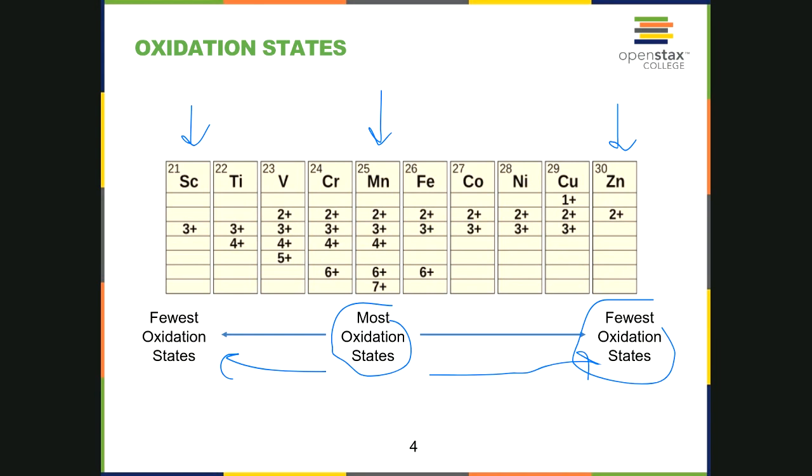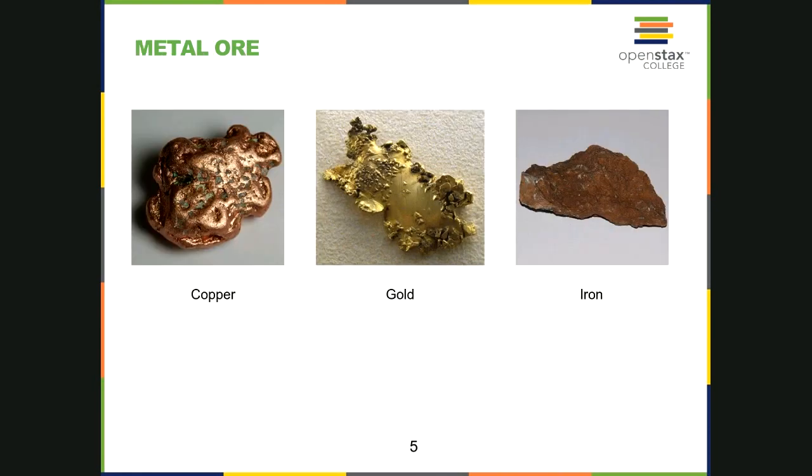And in biological processes and in other chemical processes. So we saw that our transition metals come in the form of minerals. This is pretty much the same thing. These are minerals also. Copper, gold, and iron.